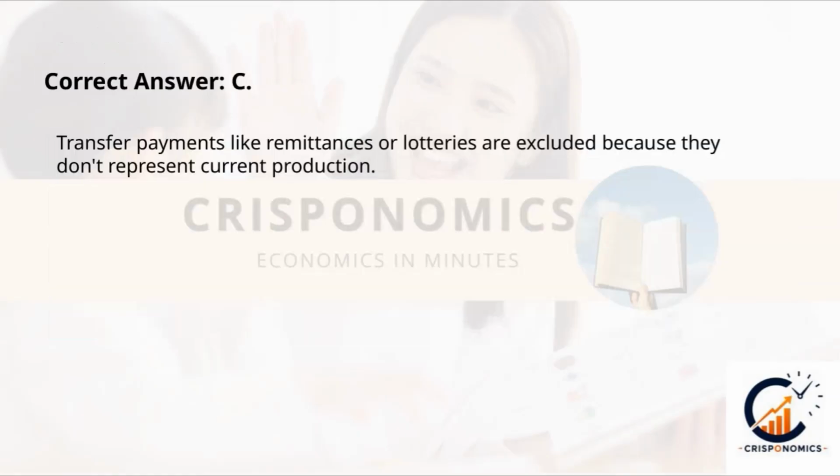Here, we're clarifying why certain types of transfer payments, like remittances or lottery winnings, are excluded from measures of current production. These payments don't reflect new goods or services being created, they're simply moving money around. So when we talk about economic output, these transfers don't count. This distinction helps keep our calculations focused on actual production, making the data more accurate and meaningful. The correct answer here is C.